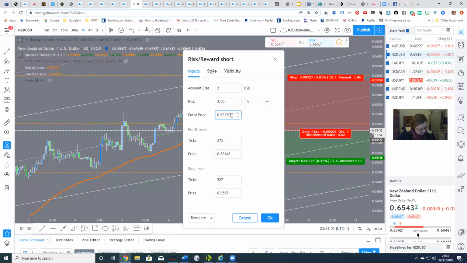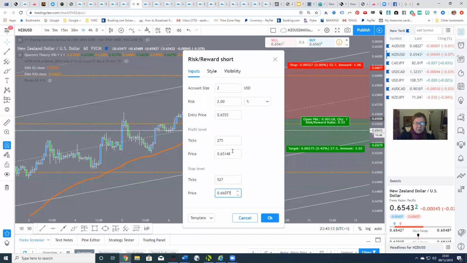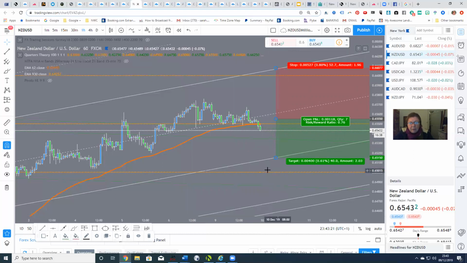6555 and take profit two, stop loss 6595. Take profit two, 6515. So now that's a nice little trade moving very nicely. That's on the hourly, and it's come below quarter theory and the 62 and that pitchfork. I might take this one myself in a minute.